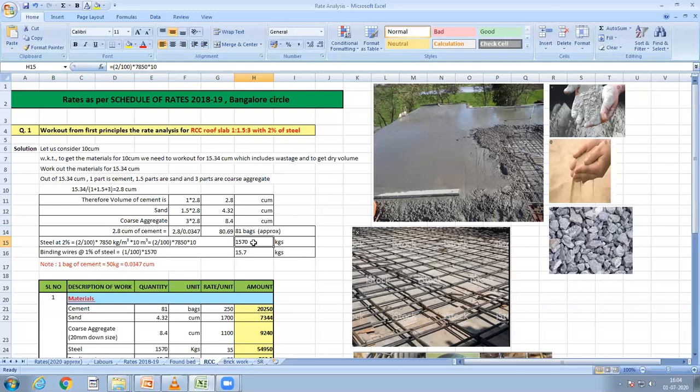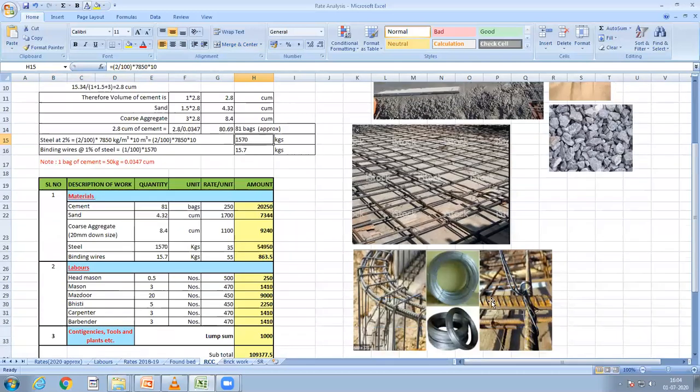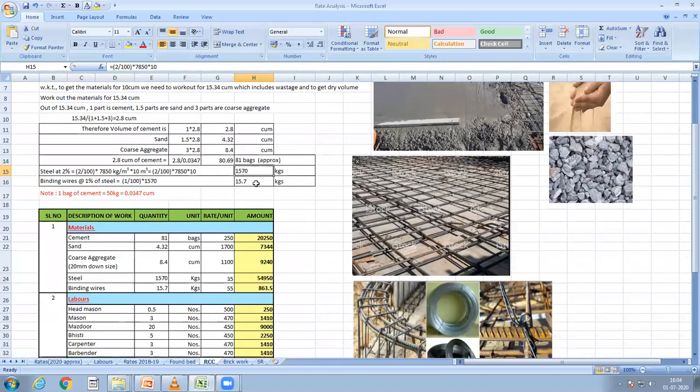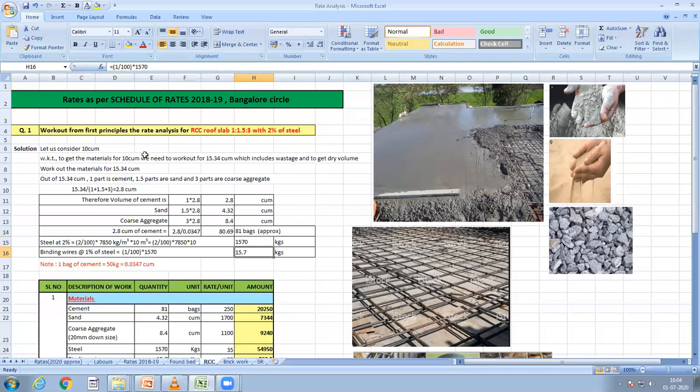We have 1570 kgs of steel. Out of this, 1% will be the binding wires. You know that these are the binding wires which you can see, which are used to tie the steel. So it comes to 15.7 kg. This is the calculation part.